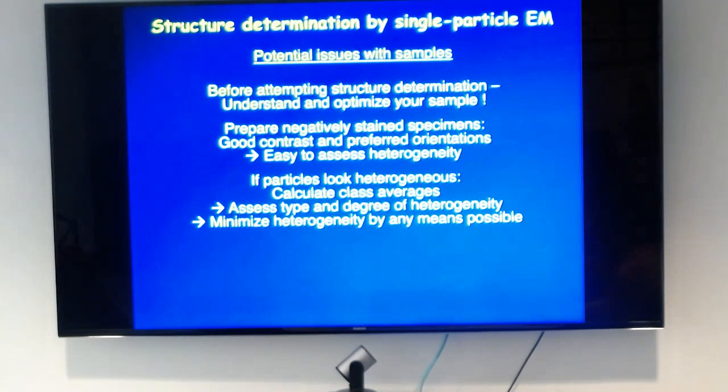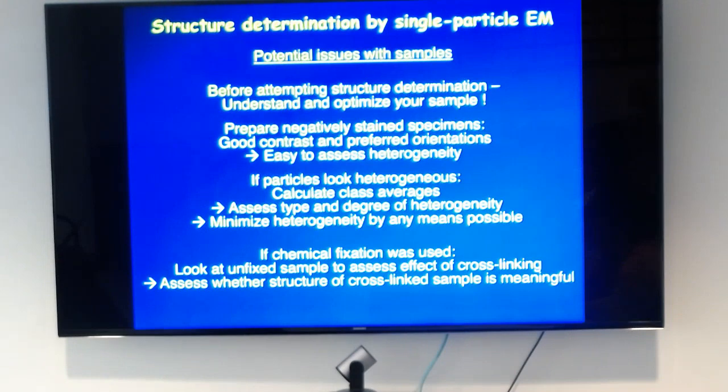If you do have heterogeneity, and you're not quite sure how bad it is, these days it's very simple to just take a few hundred negative stain images, automatically pick the particles and calculate class averages. It might take you a few hours, but then you have a really good understanding of what your particle is, how heterogeneous it is, and whether it's going to be a problem or a minor problem you can ignore. So I always recommend test your sample with negative staining, optimize your sample before you go and do cryo-EM.